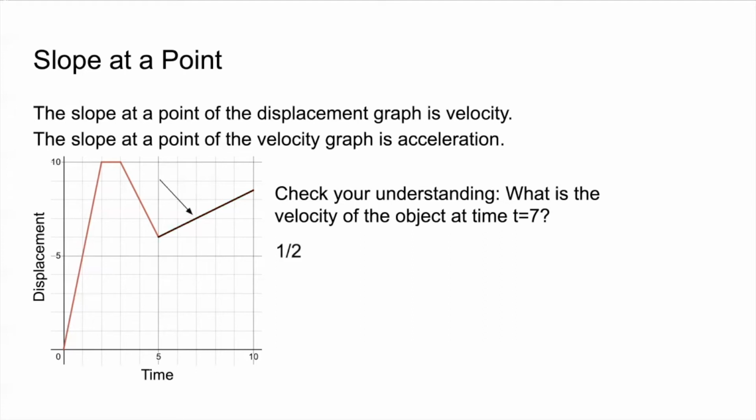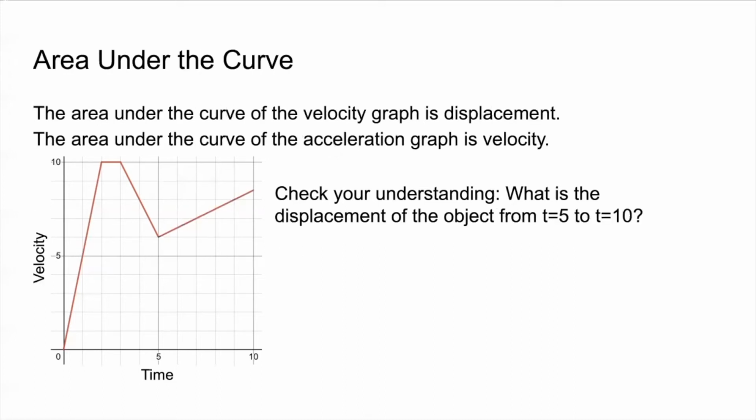So according to the graph, the line at time t equals 7 has a slope of 1/2. So therefore the velocity is 1/2. Area under the curve can also be used to determine information about the other graphs. The area under the curve of the velocity graph is displacement, and the area under the curve of the acceleration graph is velocity. So now we have the same graph, except this time it's a velocity versus time graph.